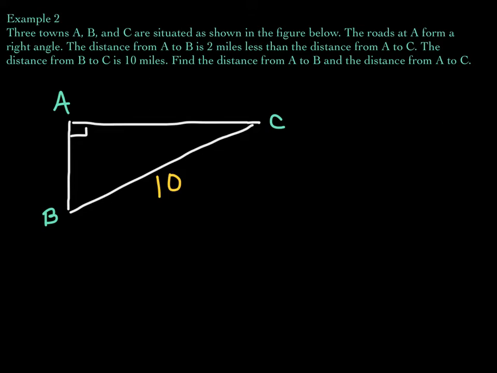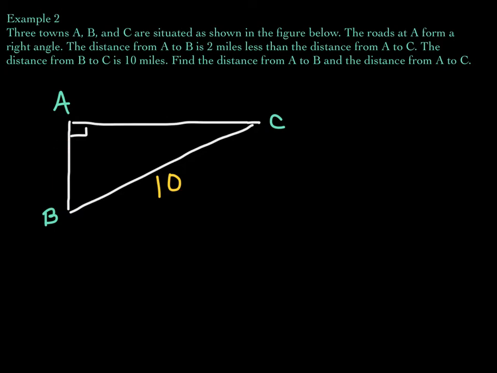Now, please notice that we do have 2 unknowns here, 2 things we want to find. This distance and this distance. Between these 2 unknowns, the one that I know least information about is the distance from A to C. That's what I know least information about because they gave me some information about the distance from A to B.